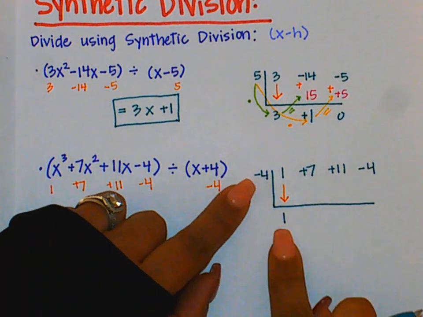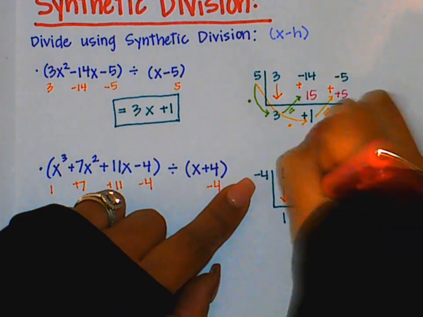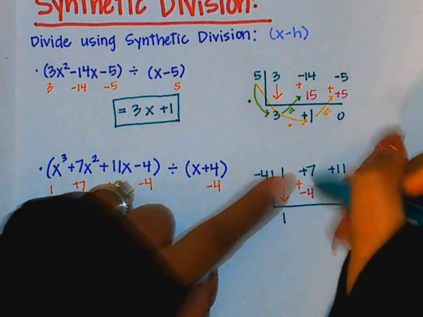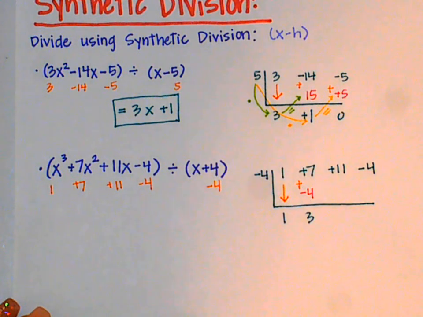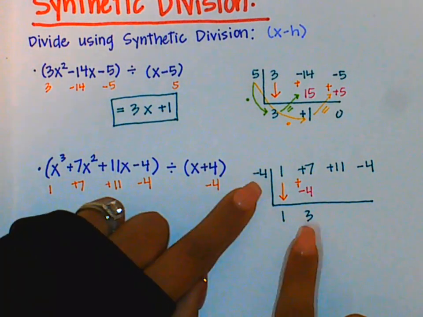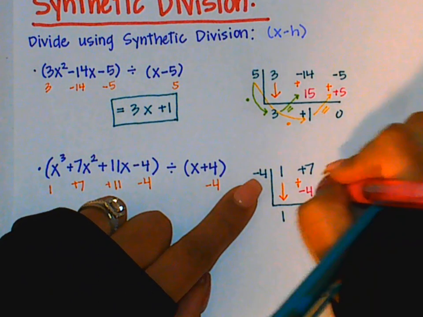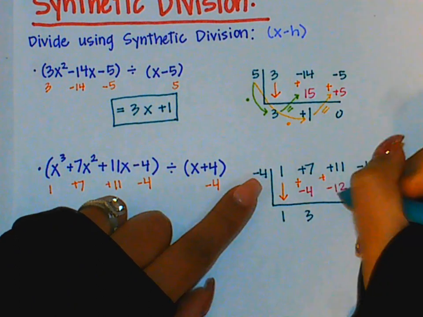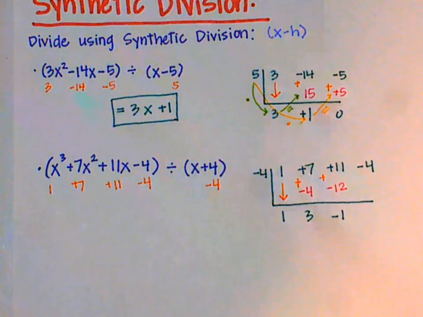-4 times 1 gives us -4. Now we add here. 7 plus -4 gives me 3. Now I multiply -4 times 3, and that gives me -12, which I am going to add. 11 plus -12 gives me -1.